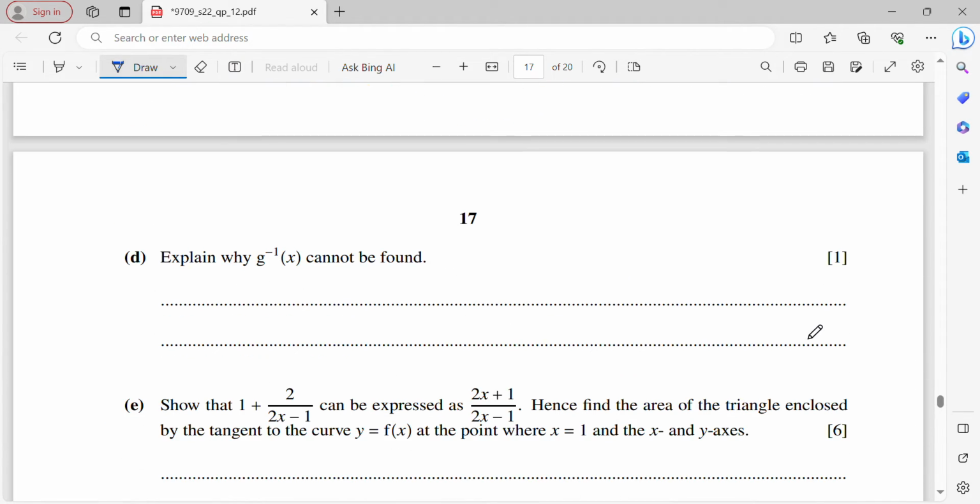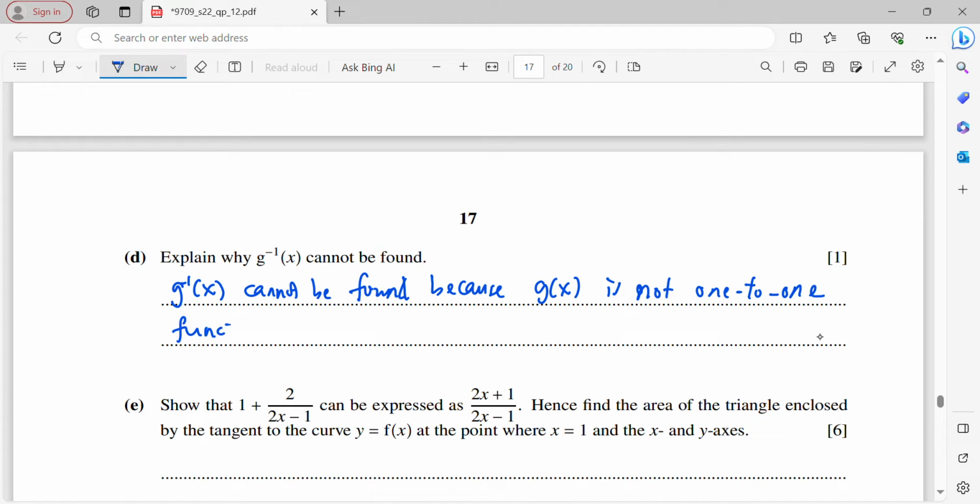Okay, so now I will just explain here. g inverse cannot be found because g(x) is not a one-to-one function. Alright, so that's the reason for the non-existence of inverse function for the g.